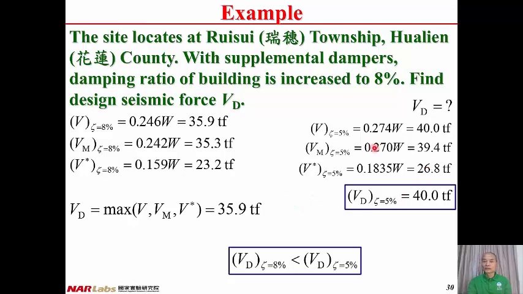And here is the information obtained from previous lectures. We have V for damping ratio equal to 5% equal to 40 ton-force, Vm for damping ratio equal to 5% equal to 39.4 ton-force, and V star for damping ratio equal to 5% equal to 26.8 ton-force, and then the maximum one equal to 40 ton-force. Then compare this value with the value here, and we find that Vd for damping ratio equal to 8% is less than Vd for damping ratio equal to 5%. Therefore, the higher the damping ratio, the lower the design seismic force.